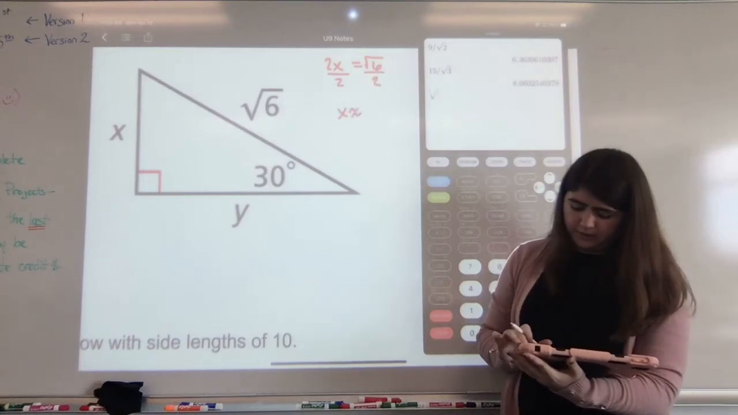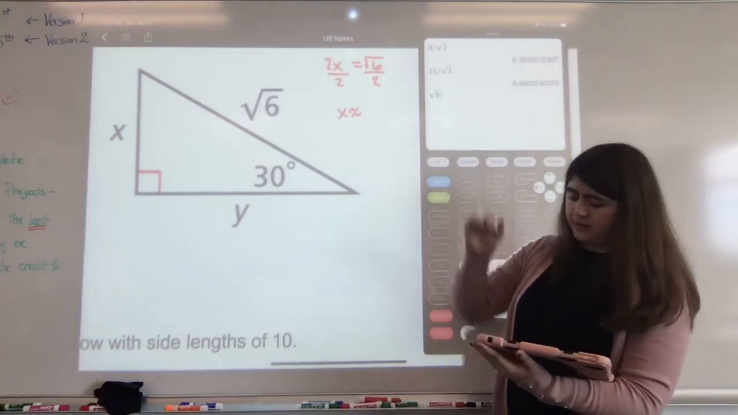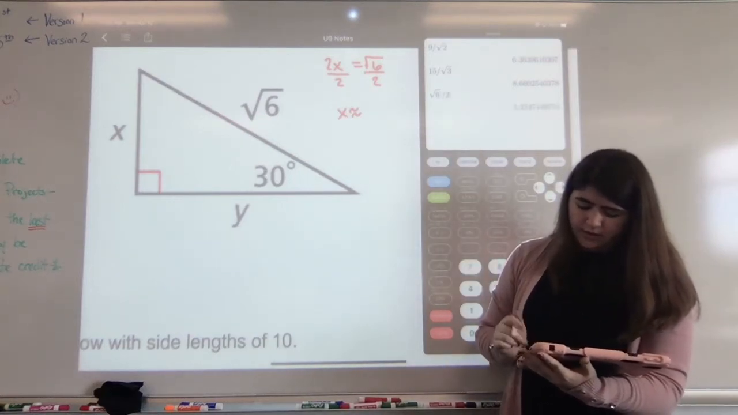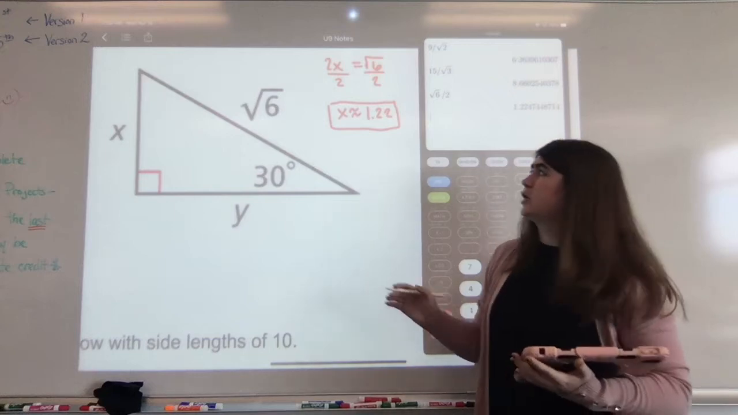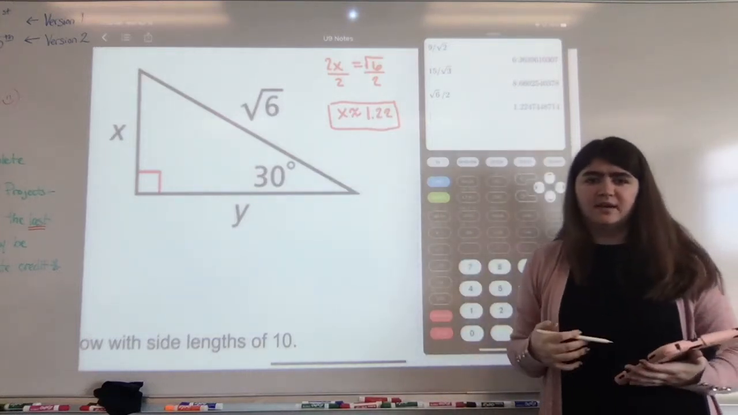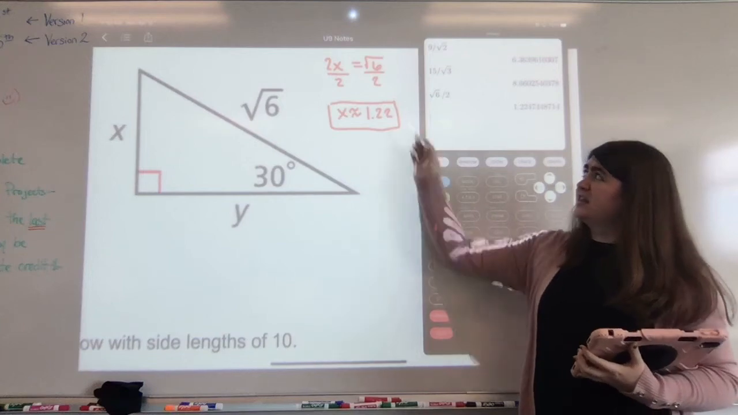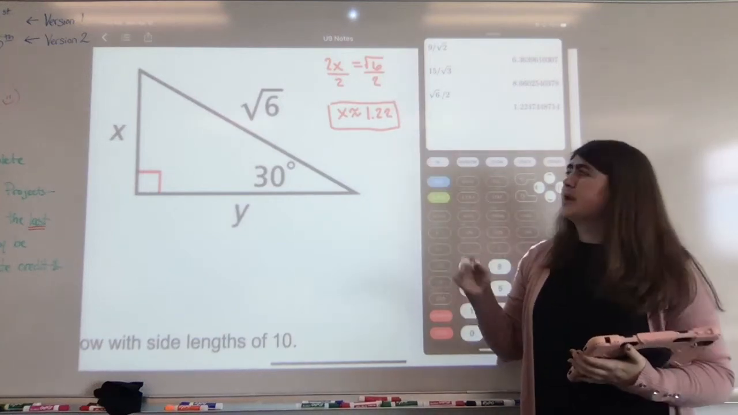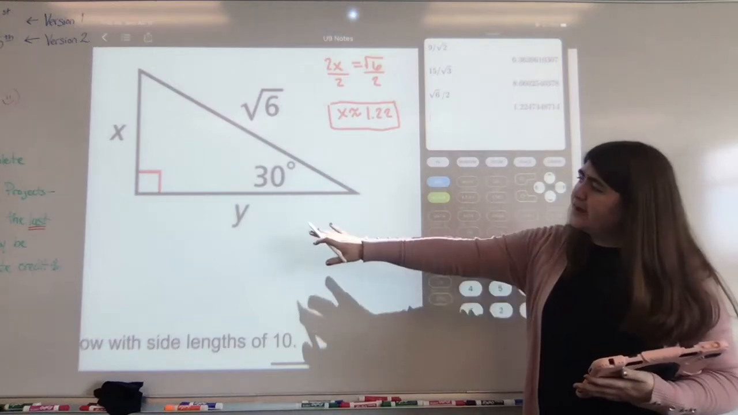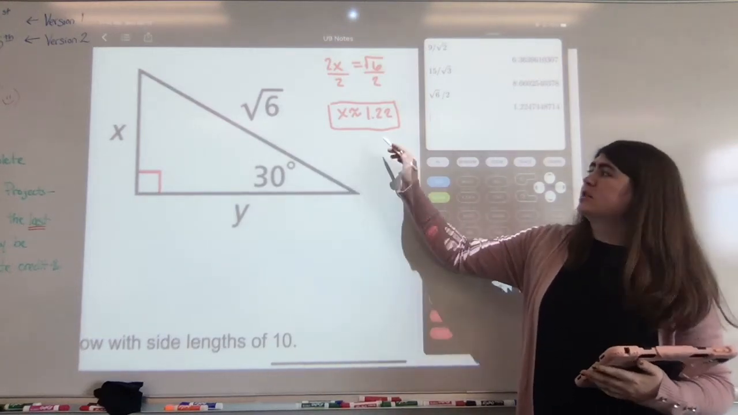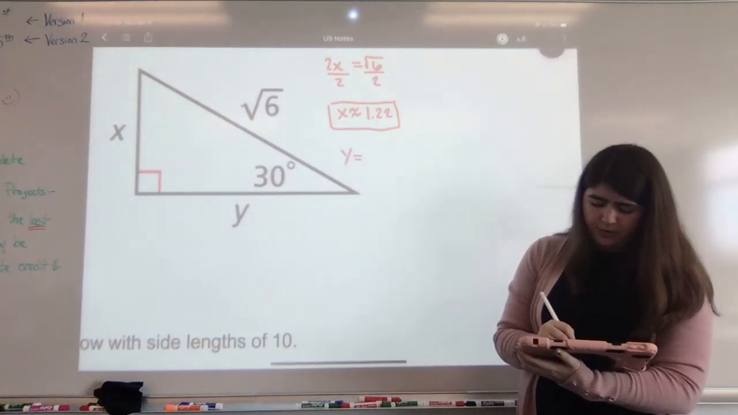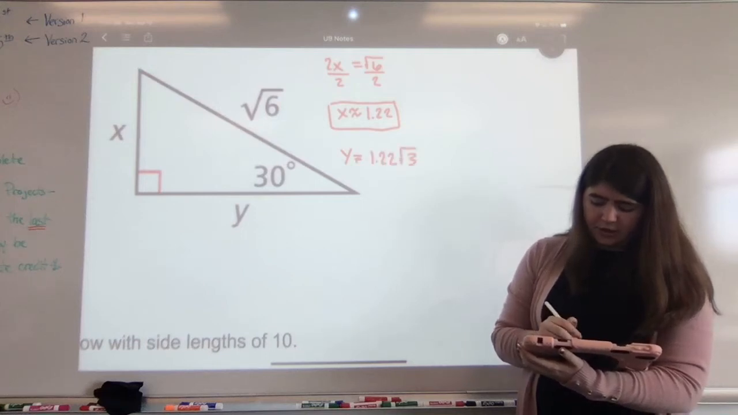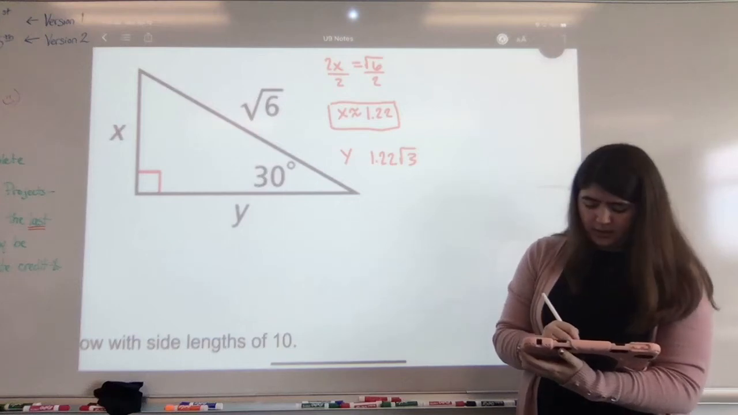So I have the square root of 6, get out of the radical sign, divided by 2 is equal to 1.22. That's my x. Now I could leave this as the square root of 6 over 2 if I wanted an exact answer, and then I would plug this whole thing in for the rest of it, but I'm going to use a decimal for this one. So to find my other leg, I need to take the shortest leg and multiply that by the square root of 3, which means that y has to be equal to 1.22 square roots of 3. And just a reminder, that's not actually equal to, so we need to use the approximately equal to sign.